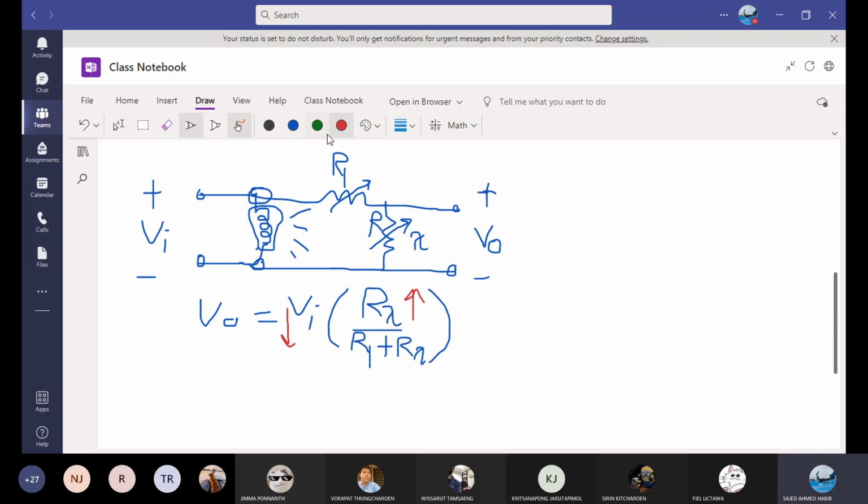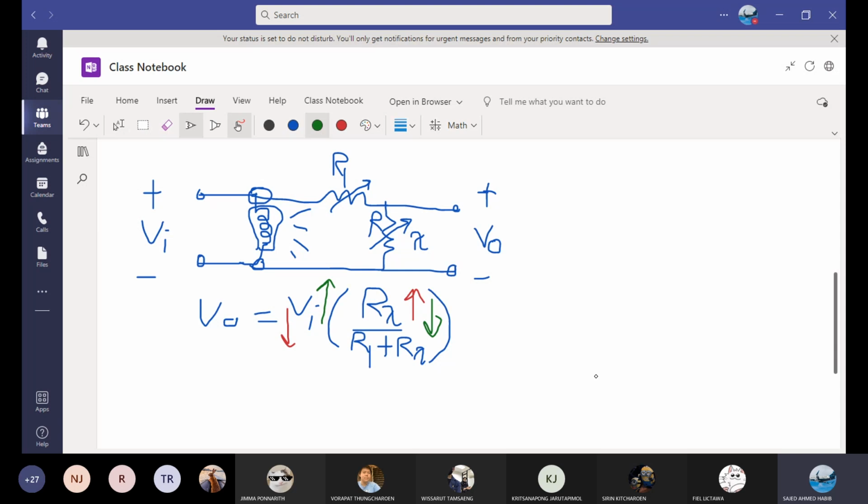What happens if you try to increase the VI? VI is up now. The light will become bright. With the bright light, what will happen to the R lambda? R lambda will go down. So one is going up, the other one is going down. You can make some adjustments here with R1 in order to maintain your output voltage. This is a simple voltage regulator.